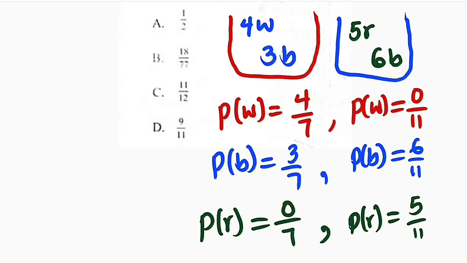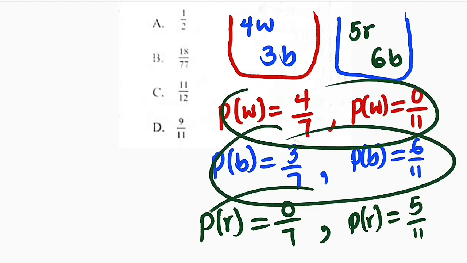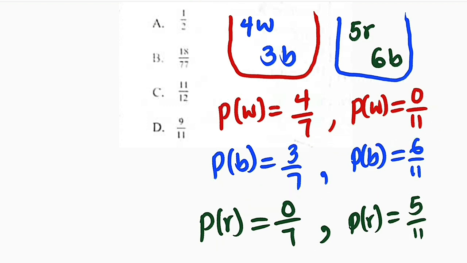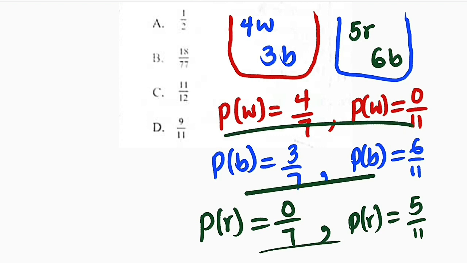But remember, we are looking for the same color. So these are the same color. These are also the same color, and likewise this one. So how do we combine them? We're going to take the sum of the product, multiply this, add to the product of this, add to the product of this.